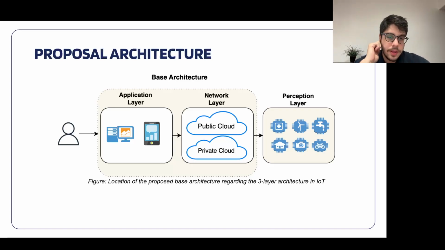So here we can see the three main architectural layers, if you are considering the 3 layers architecture. So we have the application layer, where the applications sit. We have the network layer, where you have the protocols, the clouds, and so on. And we have the third major layer, which is the perception layer. So the sensors, actuators, and so on. So this architecture is going to focus only on the first and second, or second and third level of the 3 layers architecture. So that's our main focus here: optimize the network, the cloud, and the application.